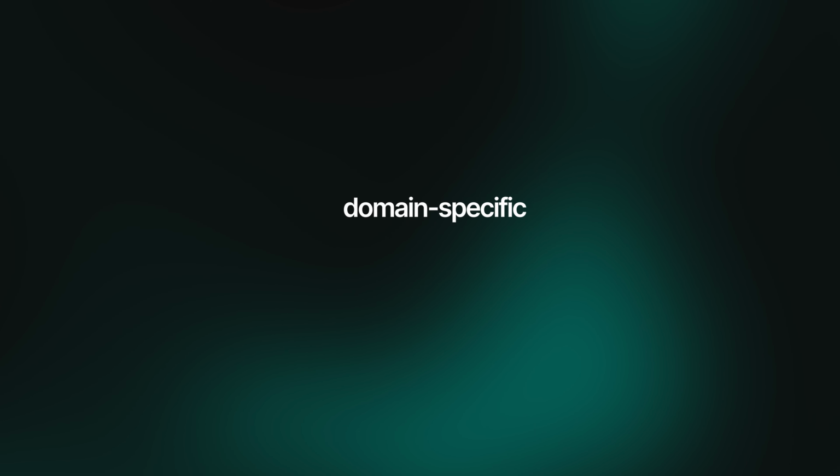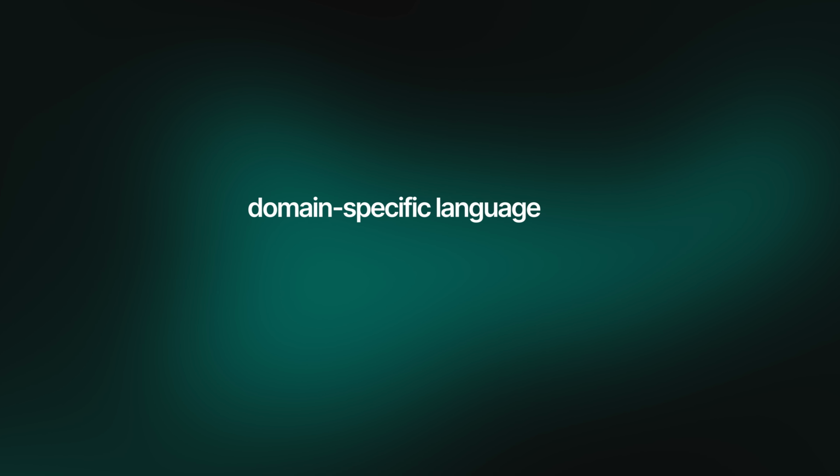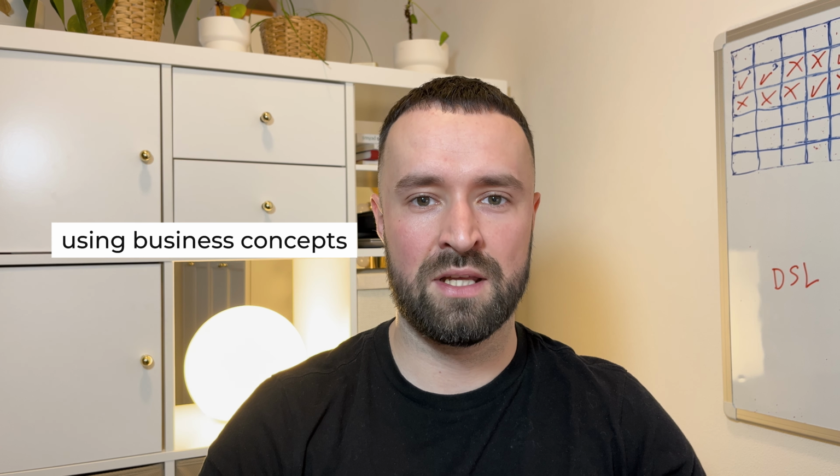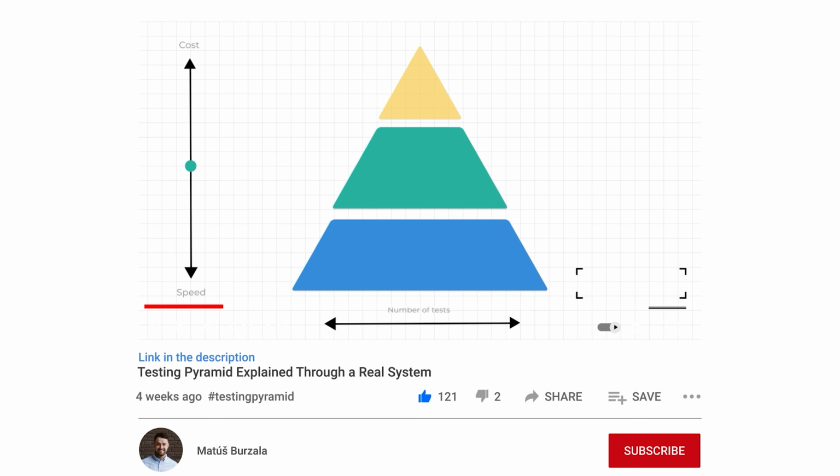And that's where domain-specific language, or DSL, comes in. In the context of end-to-end tests, a DSL is a way to describe the system using business concepts without exposing implementation details. By the way, if end-to-end tests are new to you, I cover the basics in my testing pyramid video. I will link it in the description.